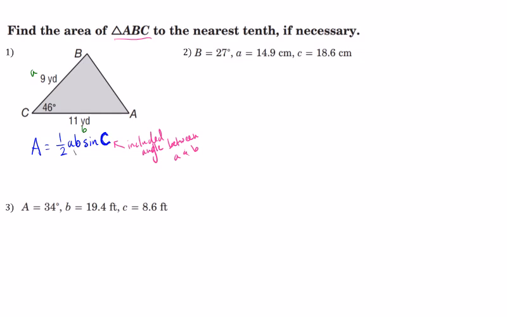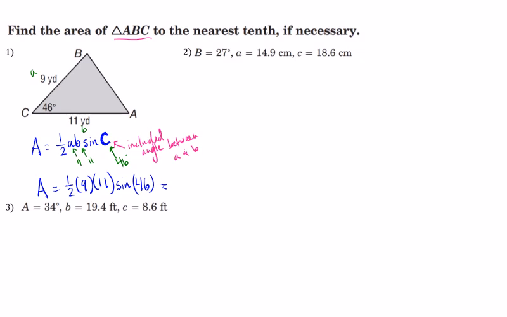So I'm just going to plug in 9 for A, 11 for B, and then 46 degrees for C, right? And all the work I want to see on this is just show me the formula with everything in it in the right place, and then you can go straight to the answer. So just show me this, so I know that you put everything in the right place. And then you can just plug that right in your calculator. Make sure you're in degree mode, and then you can find the answer, okay?